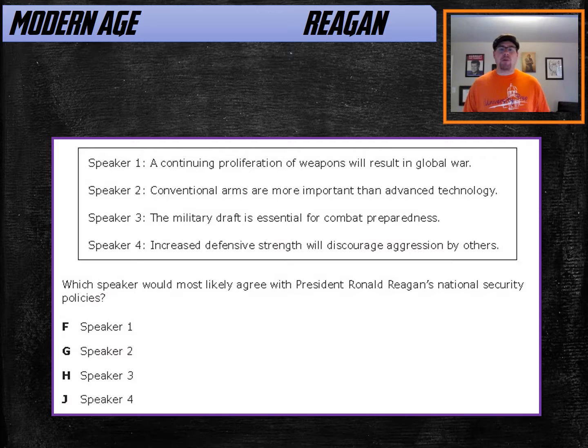Peace through strength was he ratcheted up the military. He ratcheted up defense spending with the idea that the Soviet Union could not keep up. Speaker 4: Increased defensive strength will discourage aggression by others. Peace through strength. That is the Ronald Reagan policy you should know.